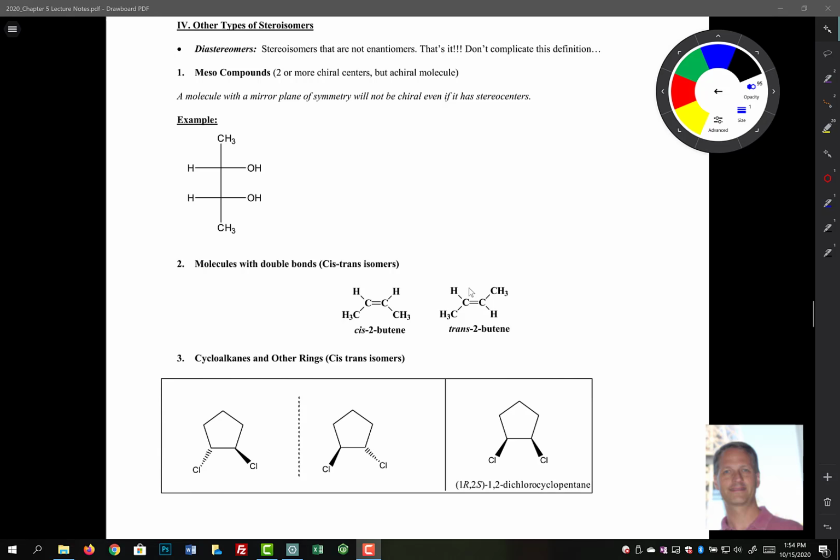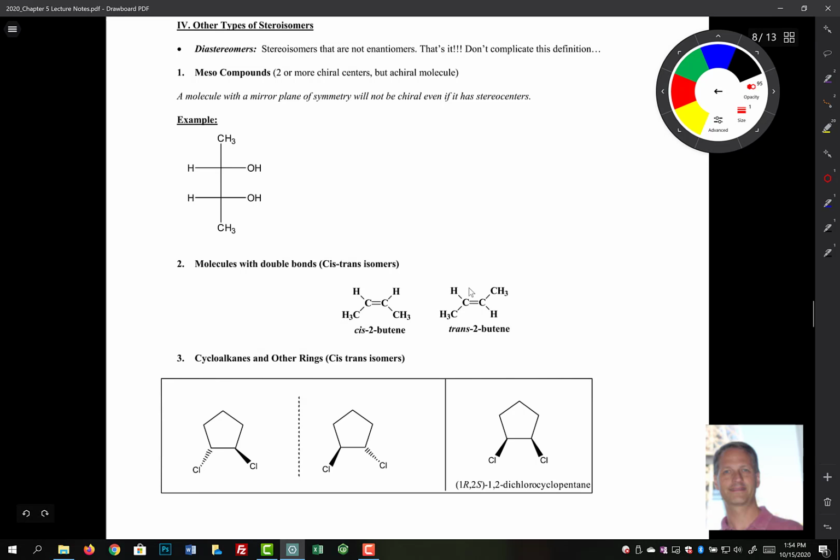And then the other one is meso. So meso is when we have two or more chiral carbons or chiral centers, but the overall molecule is achiral. So let's take a look down here below. Remember, one of the things that we can look for is a mirror plane of symmetry. And if we can find that in a molecule, then the molecule itself is achiral.